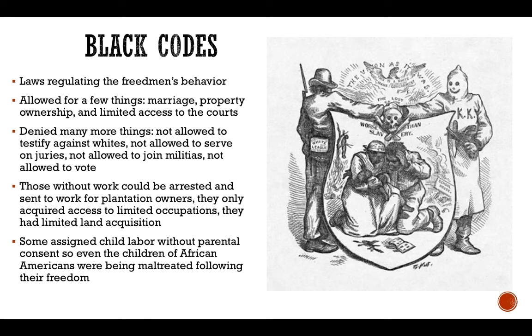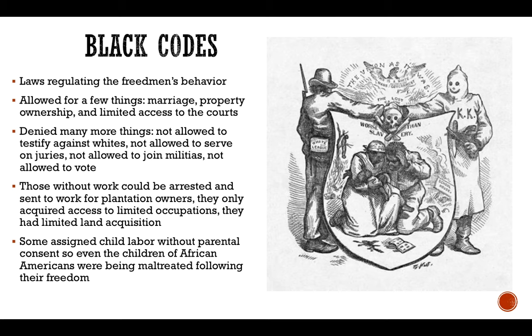We'll move on to some of the black codes that were laws regulating freemen's behavior, especially in the South. So there were a few things that were now allowed: marriage, property ownership, and limited access to the courts. We talked about there being some level of inability for African Americans to go to court against white people. And what these codes did was provide these few things, but it actually denied many more things.